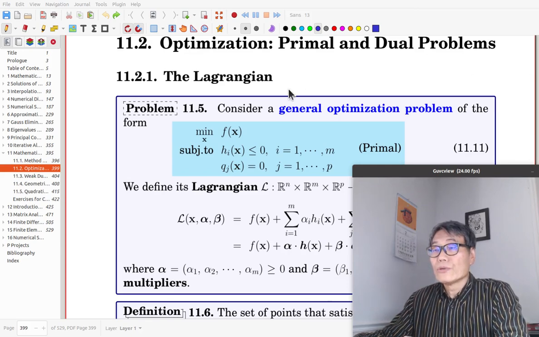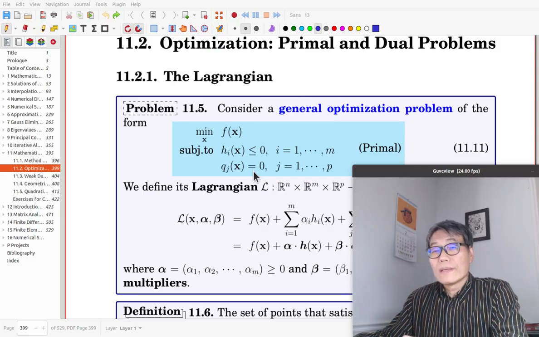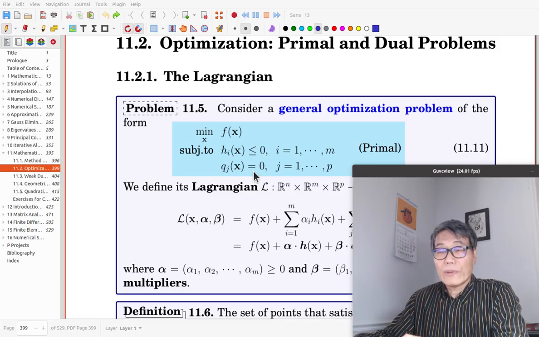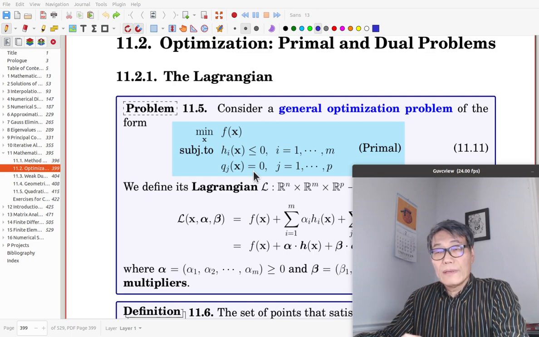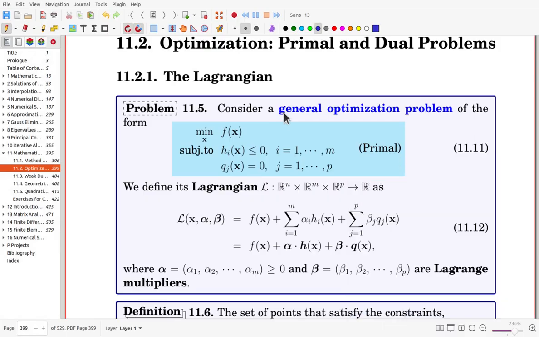In this section, you will study general optimization problems formulated with both inequality and equality constraints. The given problem is the primal problem. We'll first introduce its dual formulation and then try to figure out certain relationships between the primal problem and the dual problem. Let's get started with this general optimization problem.